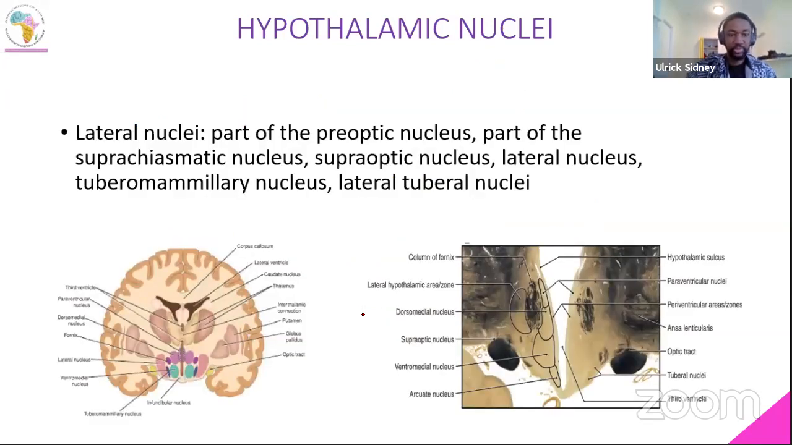So let's keep going. The lateral nuclei. Here we have a preoptic nucleus, part of it, because we said the preoptic nucleus is not really anatomically in the hypothalamus, but functionally it's part of the hypothalamus. So this preoptic nucleus, part of it is medial, part of it is lateral. Part of the suprachiasmatic nucleus as well, medial and lateral. The supraoptic nucleus, the lateral nucleus, tuberomammillary.